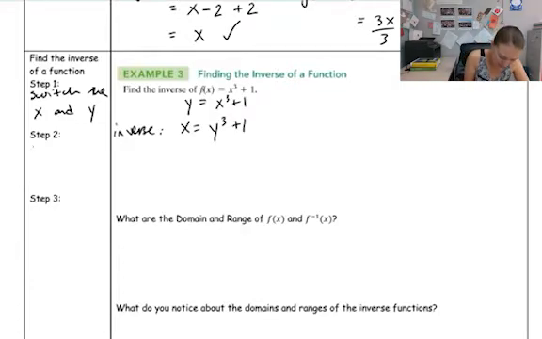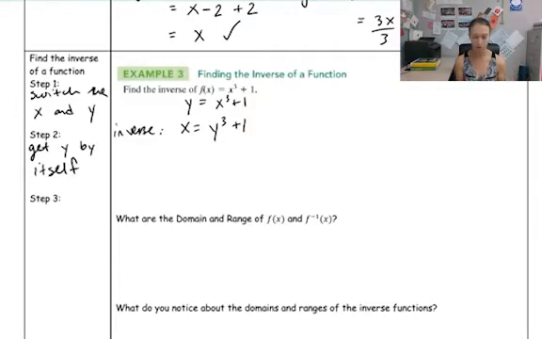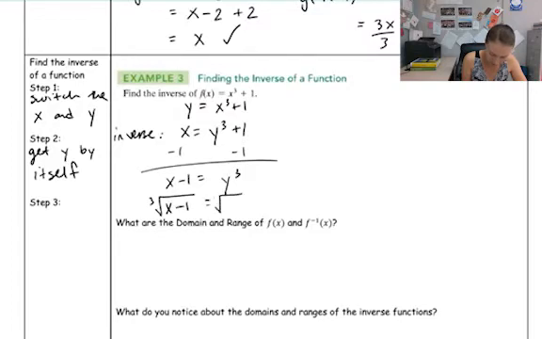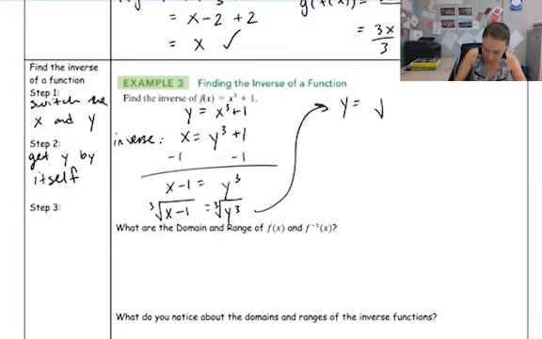My second step, my goal is to get y by itself. So in order to do that, we want to isolate y. So I'm going to be moving this 1 over here, x minus 1 equals y cubed, and then taking the cube root of both sides. So the cube root of x minus 1 equals the cube root of y cubed. That gets rid of that cubed function. So I have y equals the cube root of x minus 1.